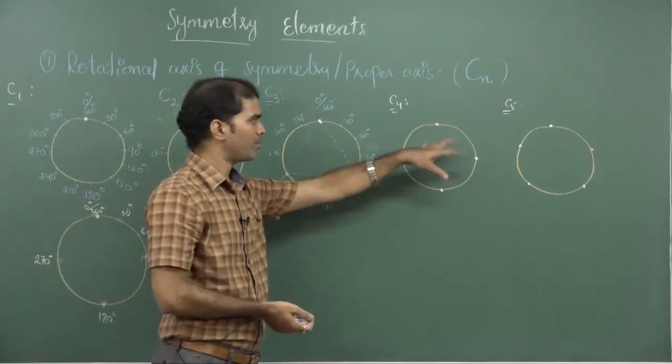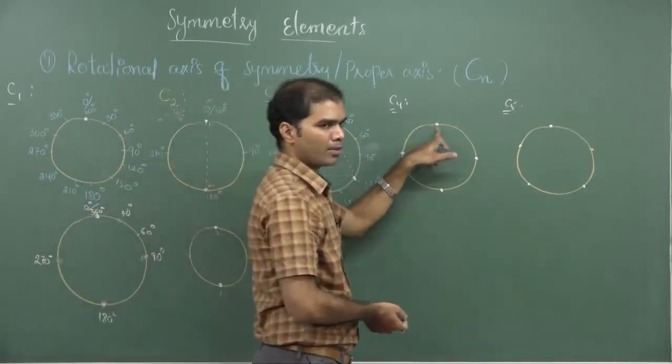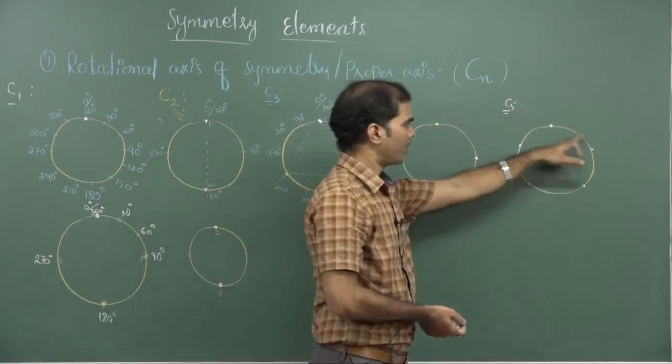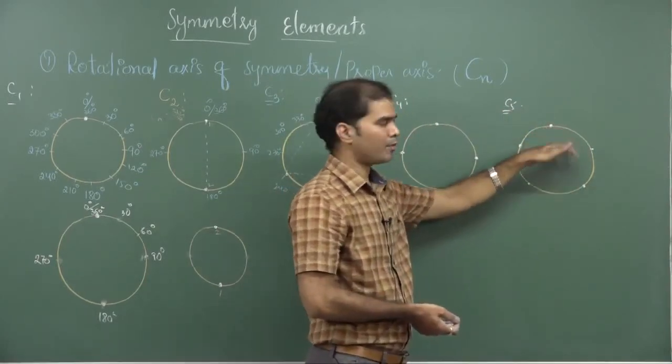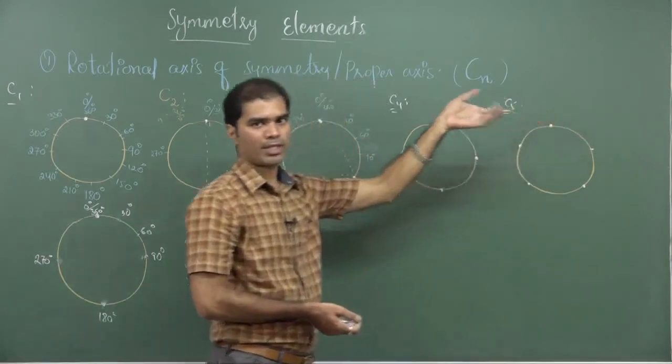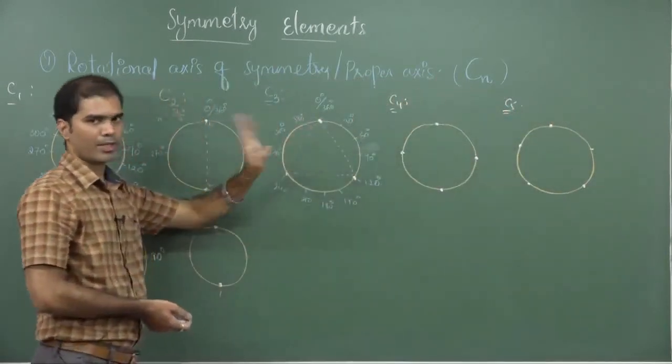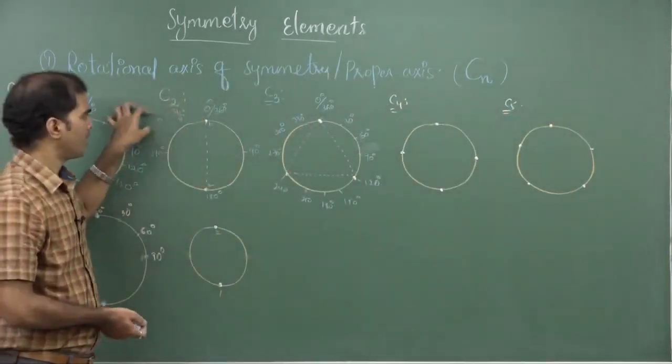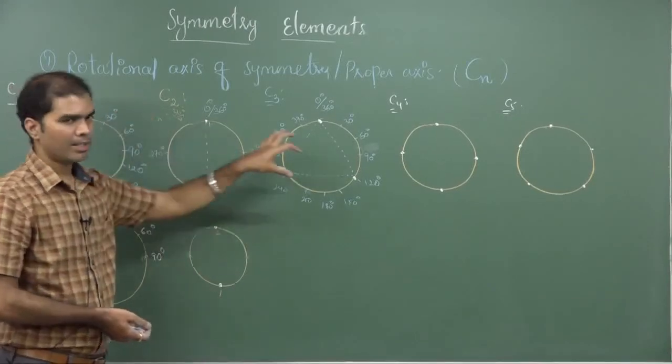How many times should I rotate? I have to rotate 4 times to get an identical configuration for C4. I have to rotate 5 times to get an identical configuration for C5. If I take C6, you have to rotate 6 times to get an identical configuration. Okay, so these are the stereographs for rotational axes.